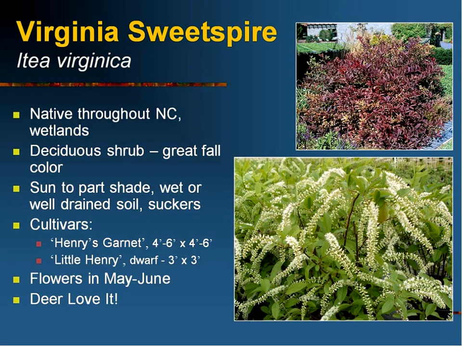There's some different cultivars. Henry's Garnet was one of the first. It's a bigger one. Little Henry is a smaller one, and there are some others that have come out as well that are smaller. But the one thing, if you've grown Virginia sweetspire, you've probably learned is the deer absolutely love it. So that can be a problem in some neighborhoods.